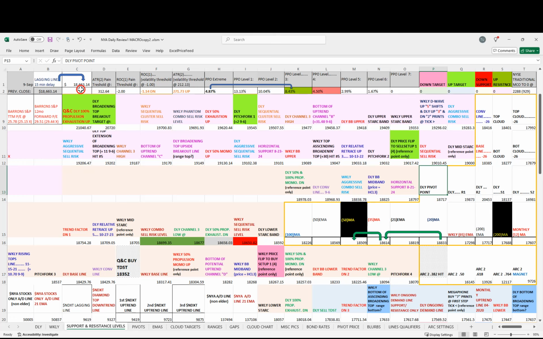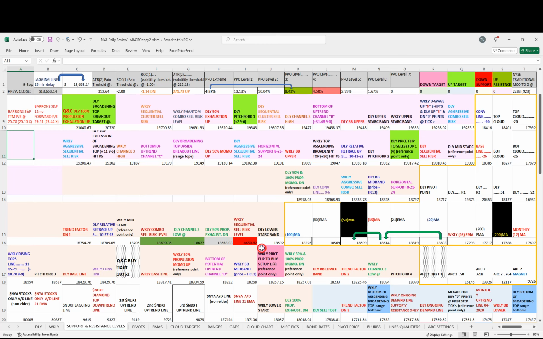And closing price 18,663 did make it below the daily pivot point and is right around the daily 50% propulsion exhaustion down. It's disqualified and in no danger of becoming qualified for Monday. Right around there is that weekly sequential sell risk level. Kind of been nailing that and did close above it. So a lot of tests of that level on Friday.